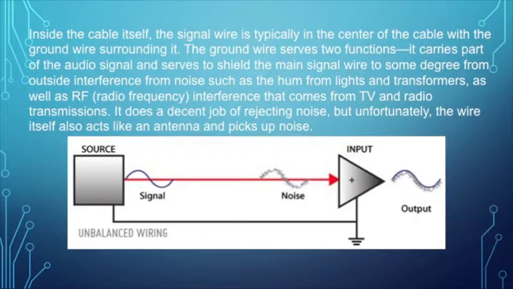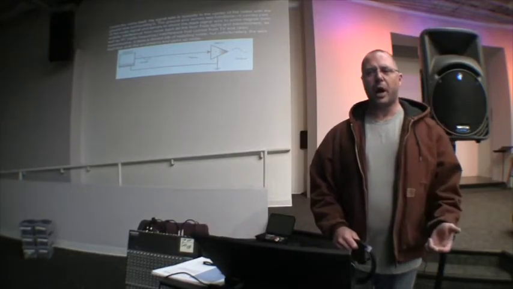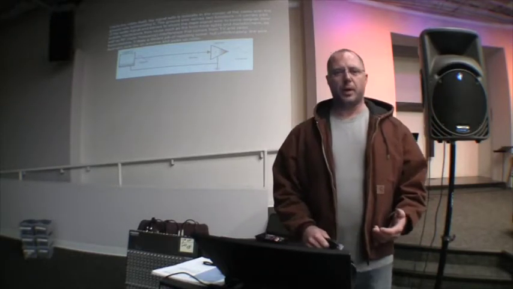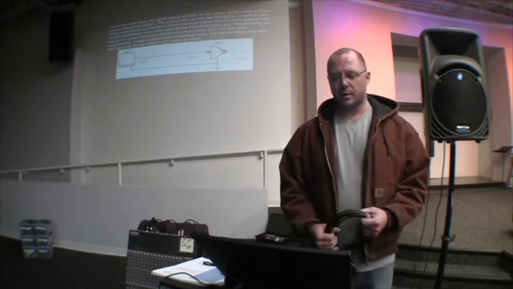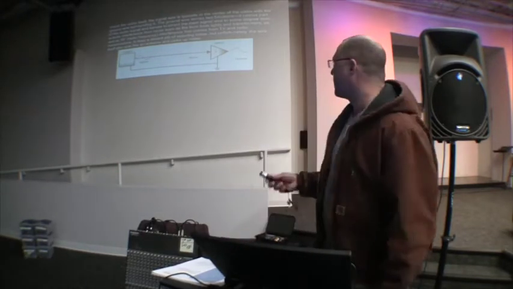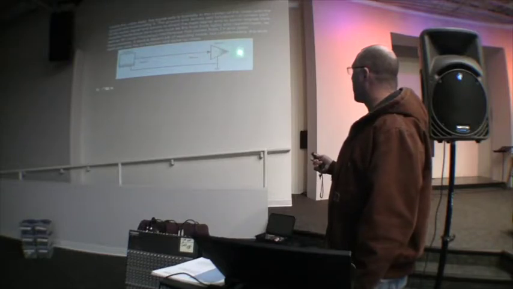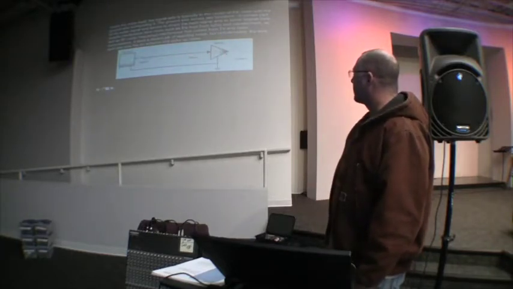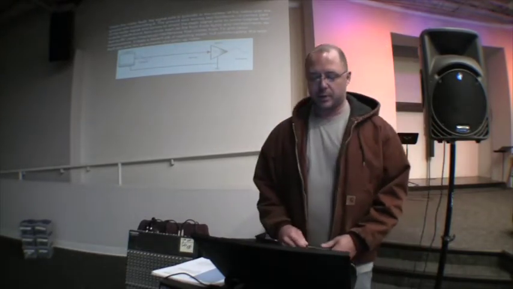Interesting little fact, anytime that you have two wires running in parallel to each other, it's an antenna. It's going to pick up noise, and that's what unbalanced cables do. So in pro audio, we try to not use unbalanced cables as much as possible because they inherently induce noise. And you can see here in the diagram, you've got the signal there, and I don't know if you can see it there, you've got noise there, and the output is signal and noise together. So that's the problem with unbalanced cables.